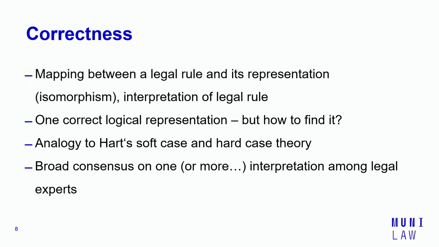So correctness, that's the crucial point, right? That's the mapping between the legal rule or the text and its representation in logic. The thing is that there's an expectation that there should be one correct logical representation that is then used for the automatic reasoning and all the following things. But how to find it, and the question is even whether it exists, because in some cases it doesn't necessarily need to be the case.